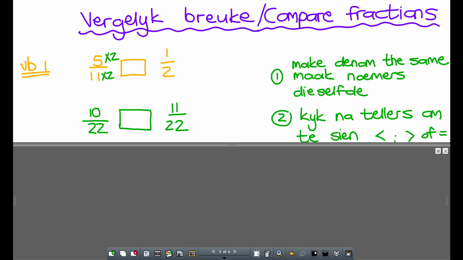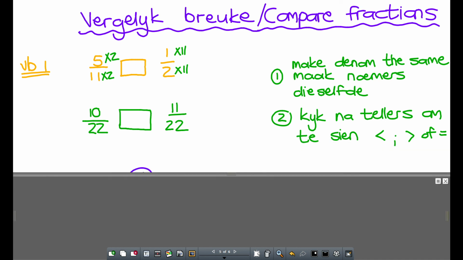Okay. Right. Then at the second fraction, my denominator is a 2. I want it to be 22. So what am I going to multiply with? With 11. And if I do it at the bottom, I also have to do it at the top. So that's how I got to the 11 over 22. You guys good with that? You fine? Okay.